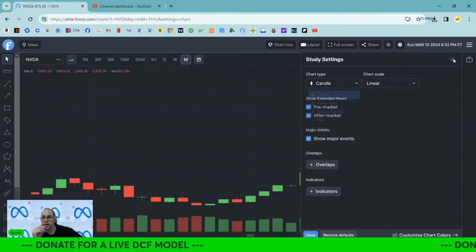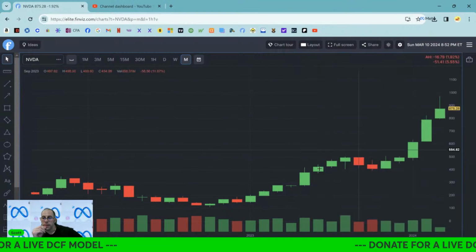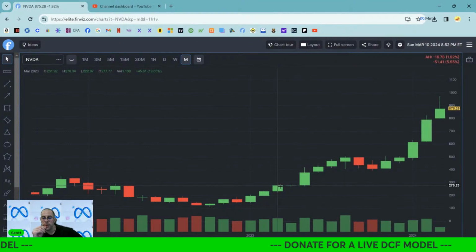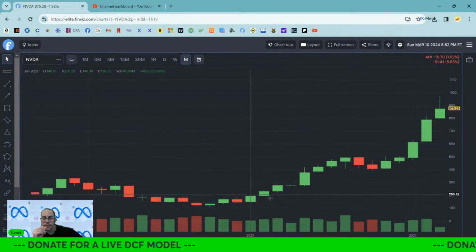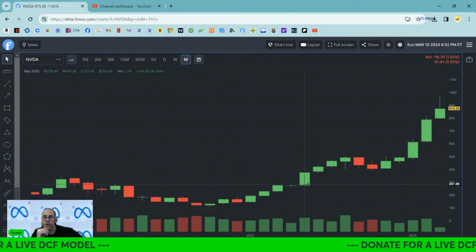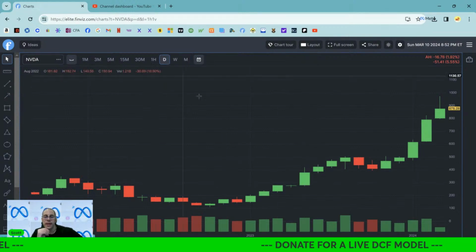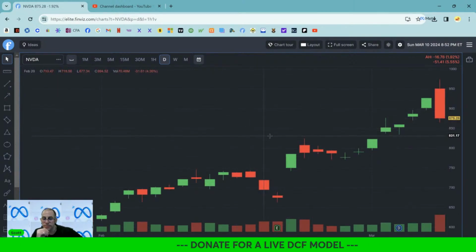If this was the line chart, a point would just be the closing. A point would be here, a point would be here, and the points would just be connected. Since it's a candlestick, it shows you where it opened for the month. You could do daily candlesticks also.